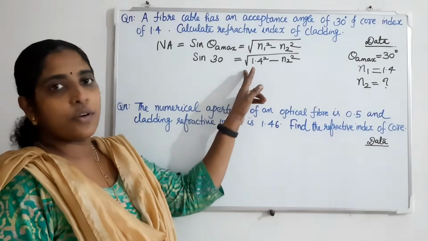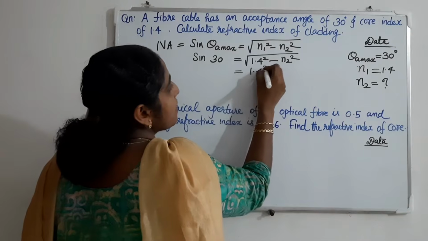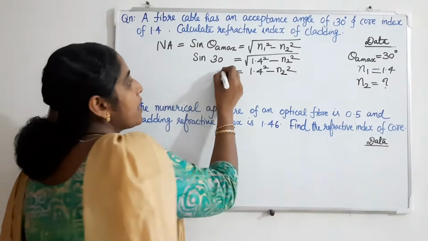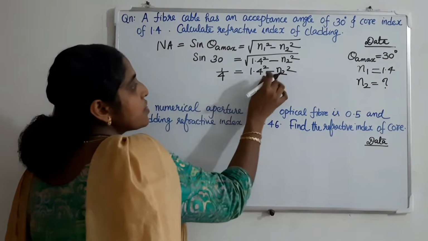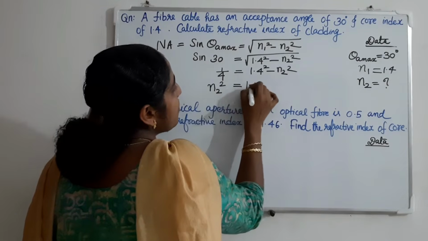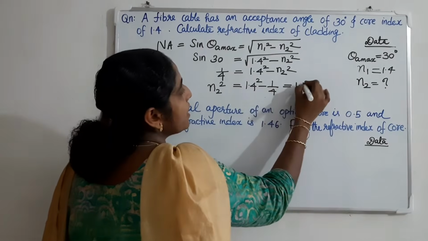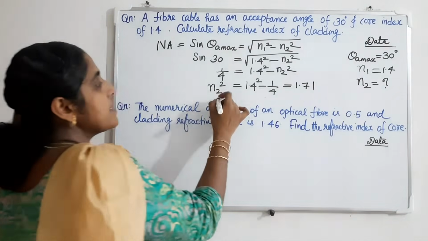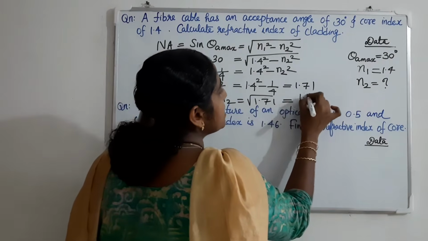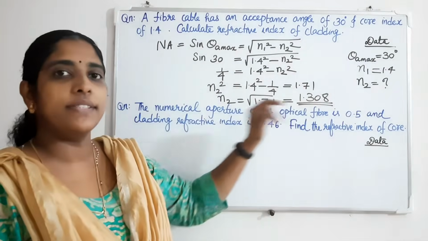So we can remove this root by squaring. So on squaring we will get it as 1.4 square minus n2 square. Here sine 30 value is 1 by 2. On squaring we will get it as 1 by 4. So on rearranging we will get n2 square is equal to 1.4 square minus 1 by 4, that is equal to 1.71. So n2 is the root of this 1.71, that is equal to 1.308. So the refractive index of the cladding is 1.308.